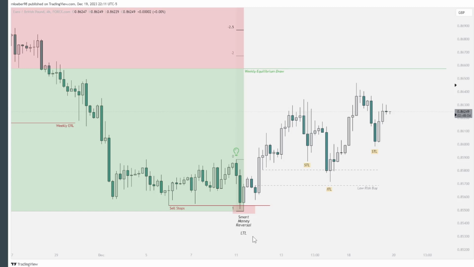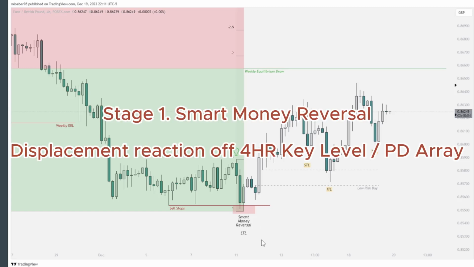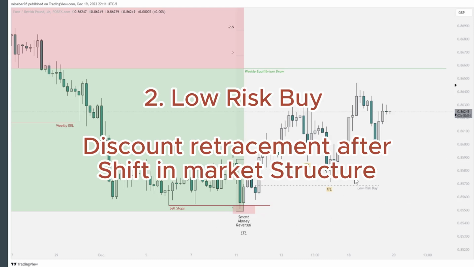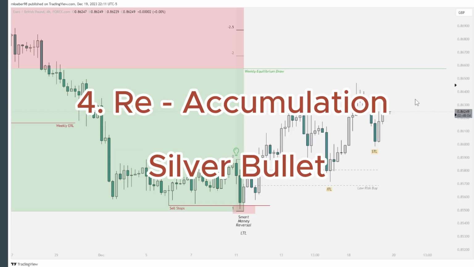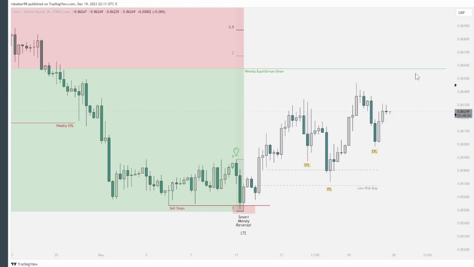So we have 4 stages to a market maker buy model. We have 1, the smart money reversal, 2, the low risk buy, 3, accumulation, and then 4, reaccumulation, the last energetic push, which is our silver bullet, towards our high or our original consolidation draw.